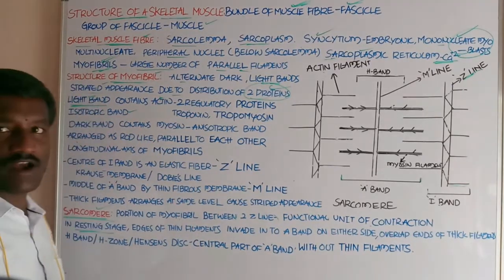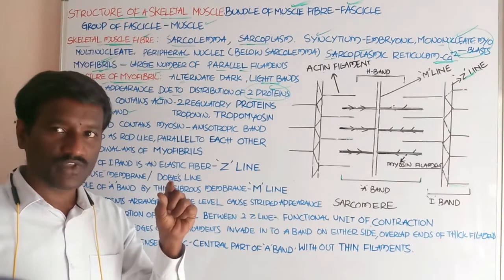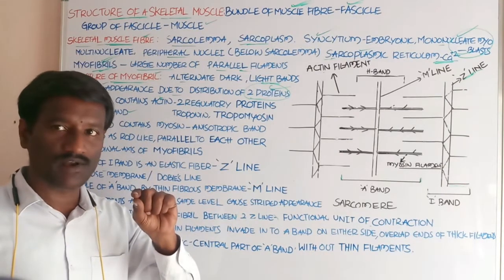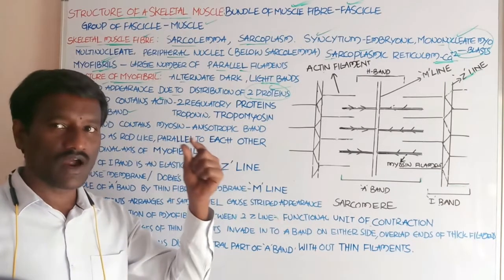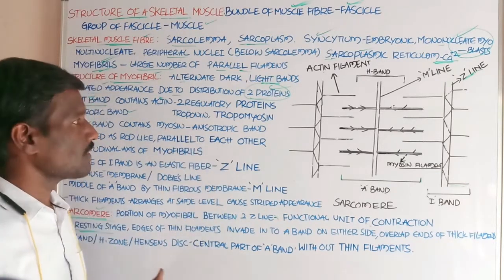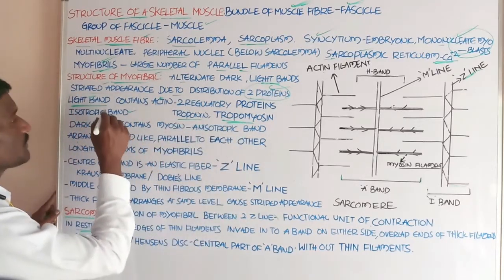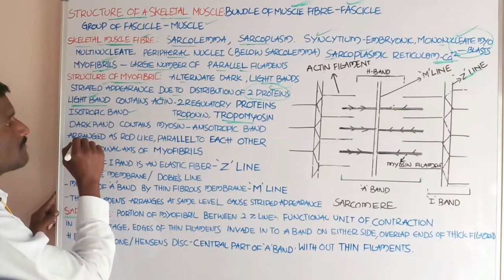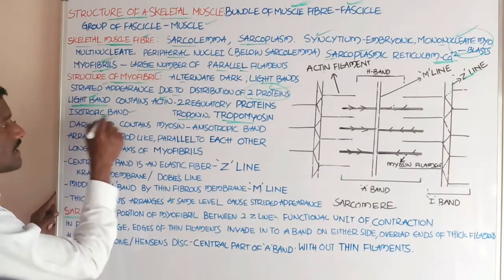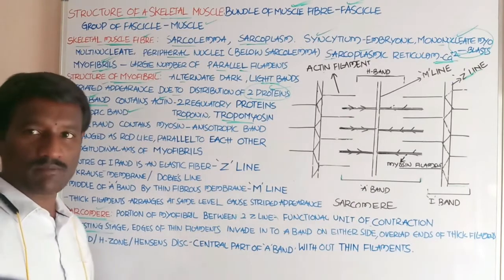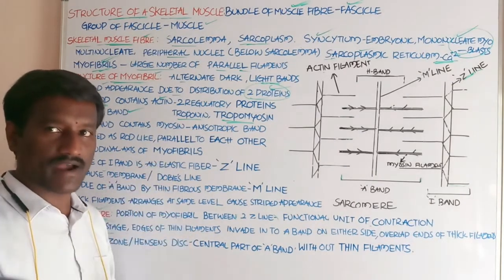Now, first, the light band. The light band consists of the active protein, actin, and also two regulatory proteins called troponin and tropomyosin. The light band is also called the isotropic band, or I band.